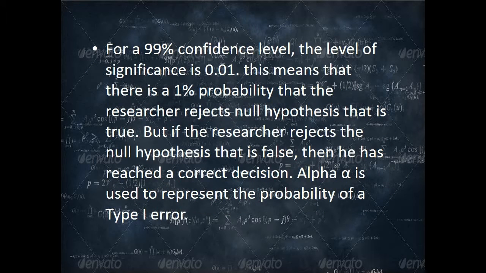For a 99% confidence level, the level of significance is 0.01. This means that there is a 1% probability that the researcher rejects a null hypothesis that is true. But if the researcher rejects a null hypothesis that is false, then he has reached a correct decision. Alpha is used to represent the probability of a type 1 error.